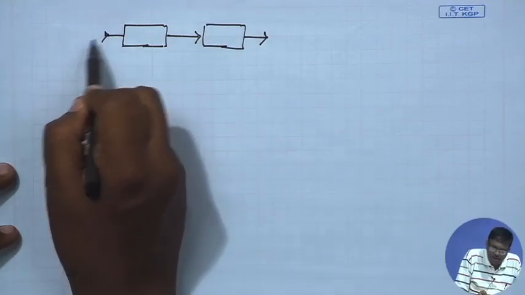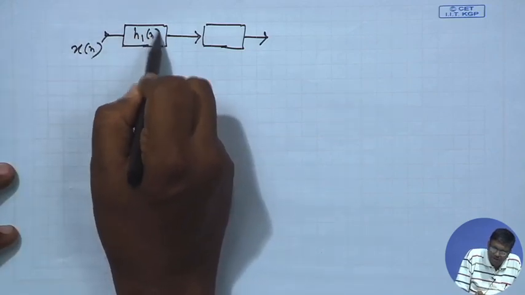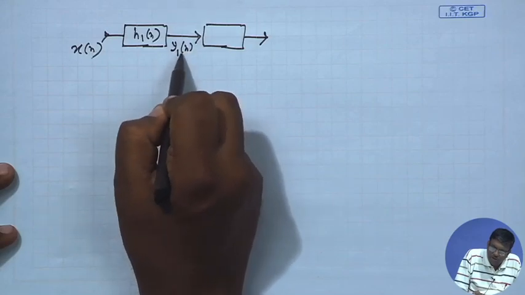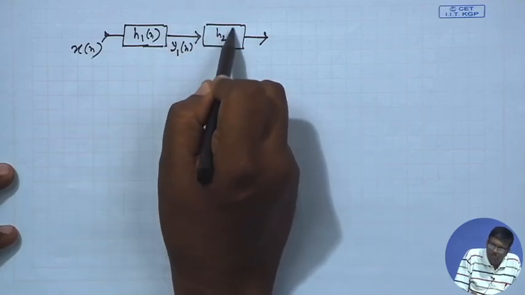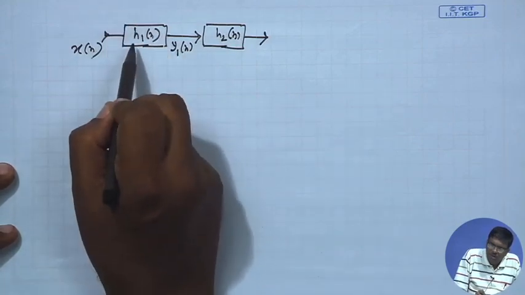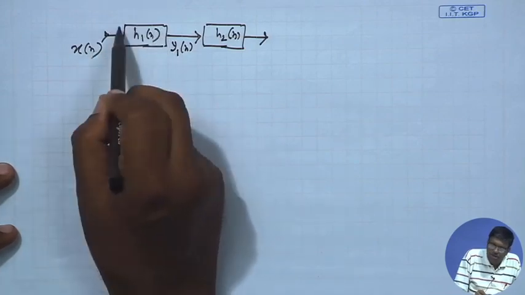Suppose I have got x n, and a system h 1 n. It produces an output y 1 n, that goes into another system. This is linear and shift invariant, so it is characterized by its unit sample response, and the output is given by the convolution between the two. This is a linear shift invariant system.